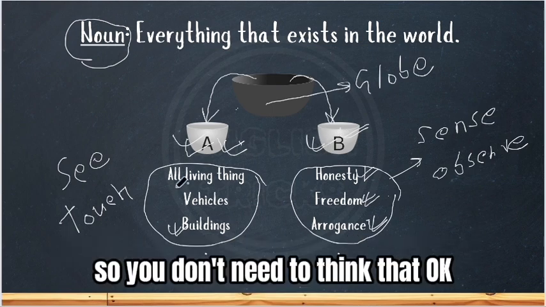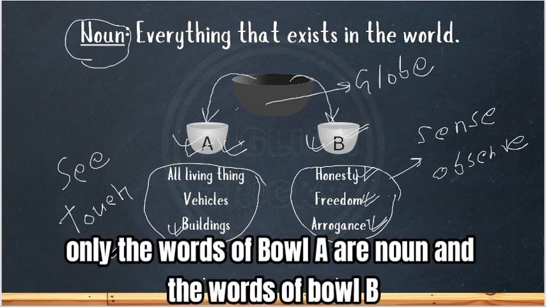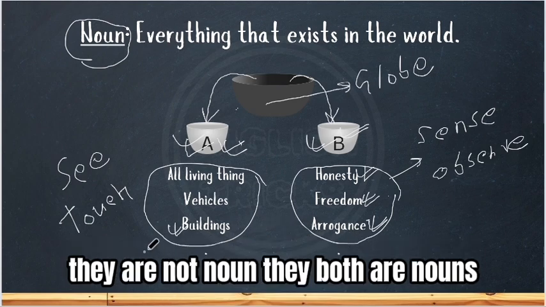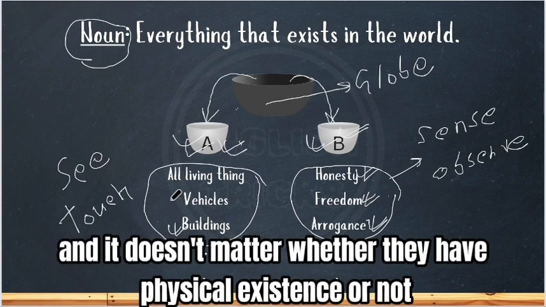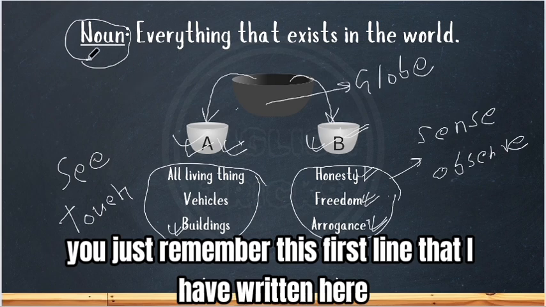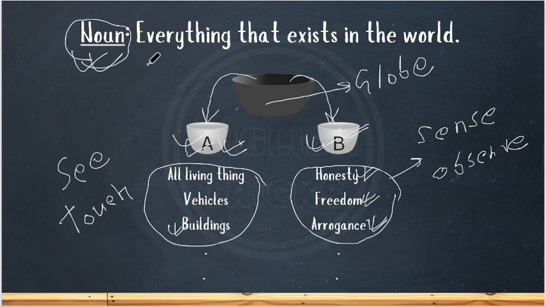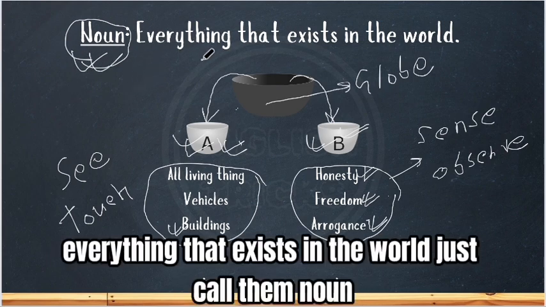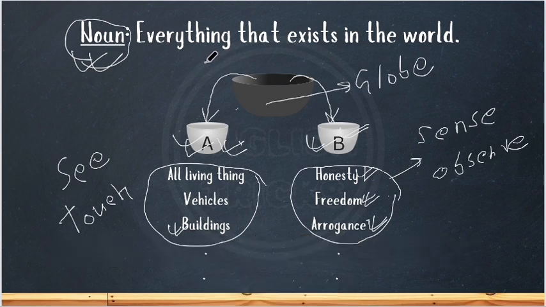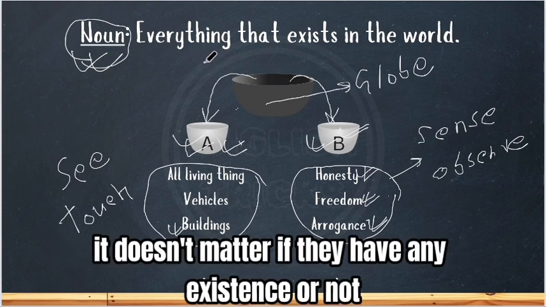So you don't need to think that only the words of bowl A are nouns and the words of bowl B are not nouns. They both are nouns, and it doesn't matter whether they have physical existence or not. You just remember this first line that I have written here. Everything that exists in the world, just call them noun. It doesn't matter if they have physical existence or not.